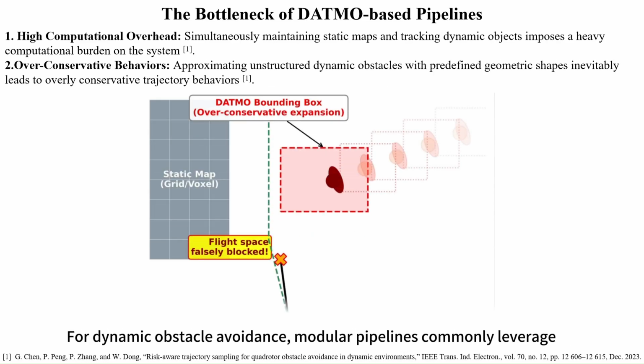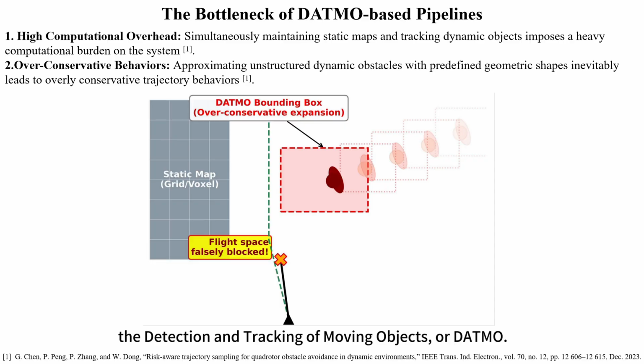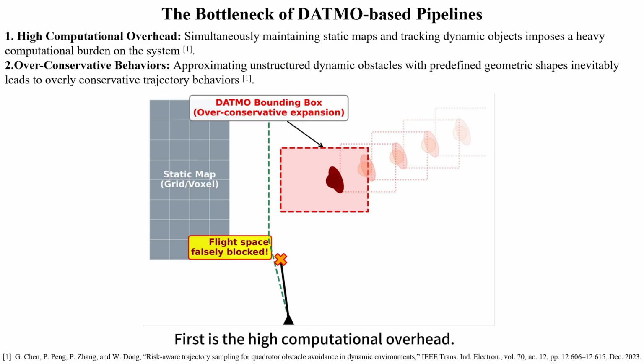For dynamic obstacle avoidance, modular pipelines commonly leverage the detection and tracking of moving objects, or DATMO. However, they also face critical limitations. First is the high computational overhead. Second is overly conservative behaviors.